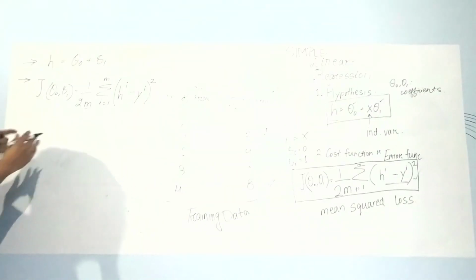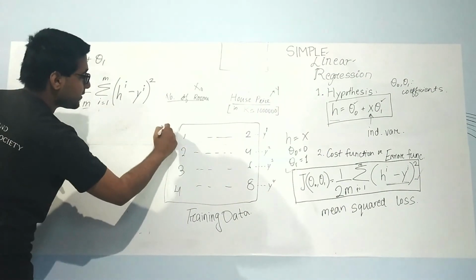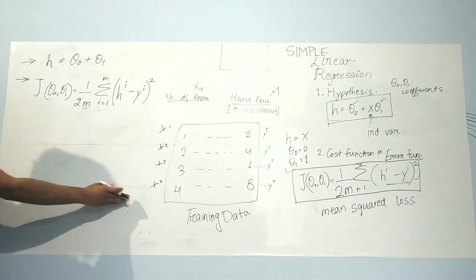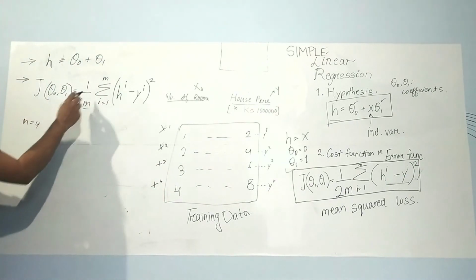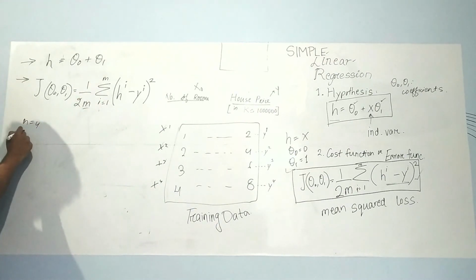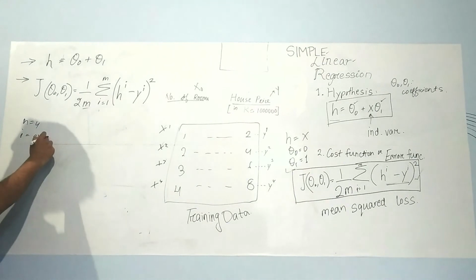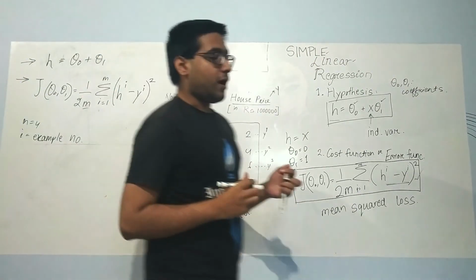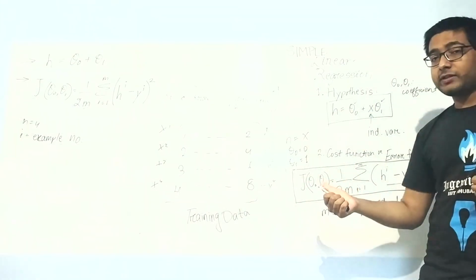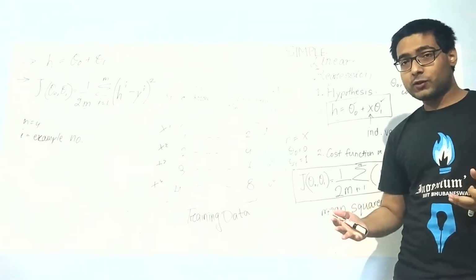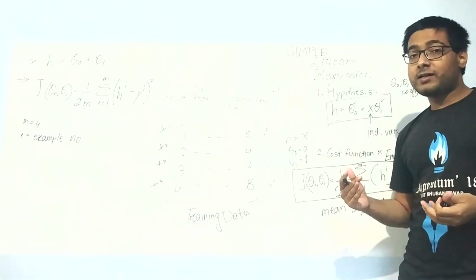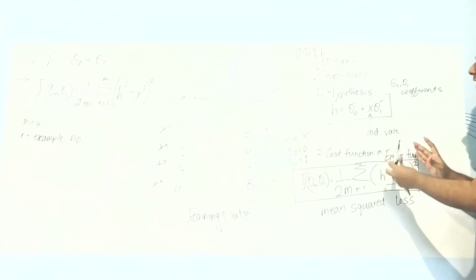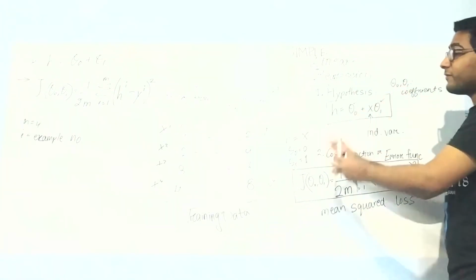The m here represents the number of examples. So this is x1, x2, x3, x4. So in this case, m will be 4 and i will be the example number. I hope you got to understand what hypothesis function is and what error function is. This is all for this video. In the next video, we will move on to gradient descent. Gradient descent is a way to use this error function to modify the hypothesis function so that the hypothesis can fit these data points.